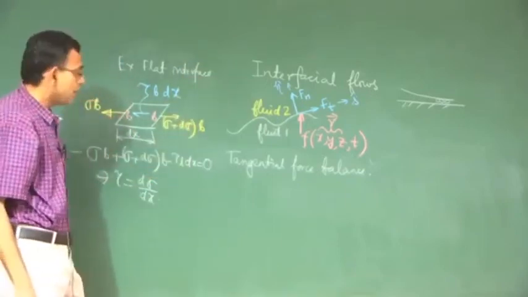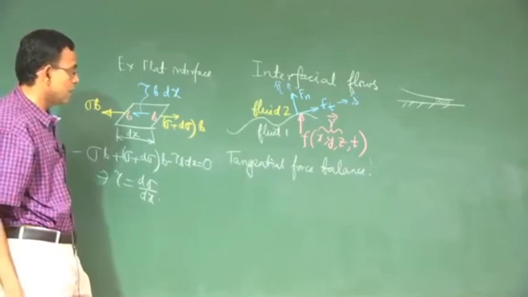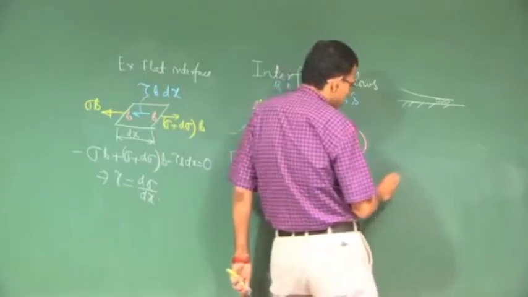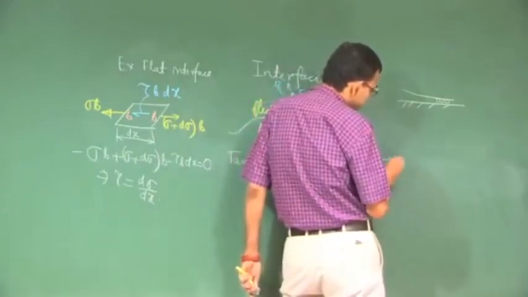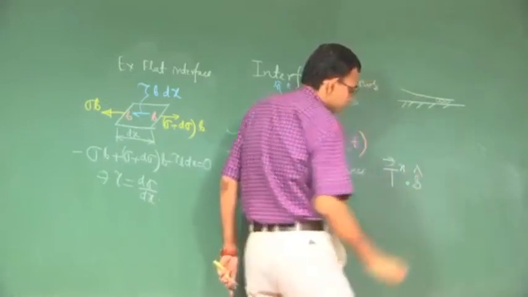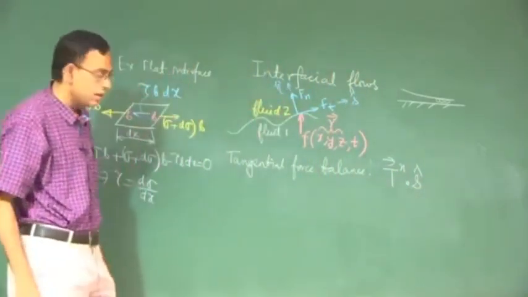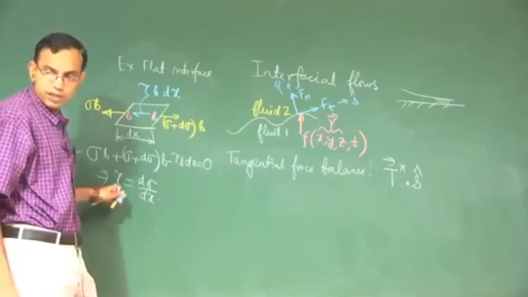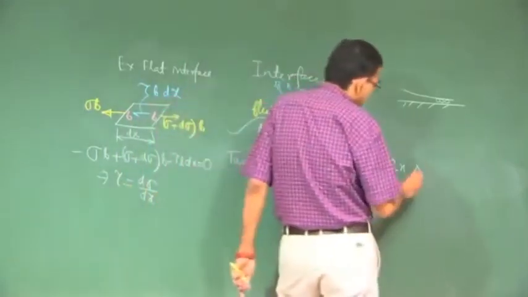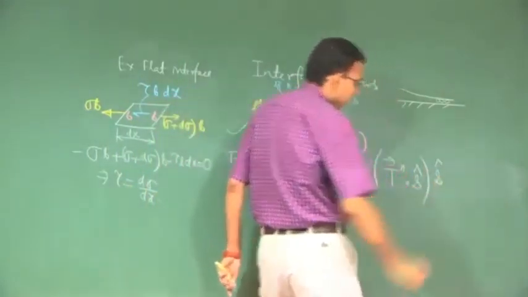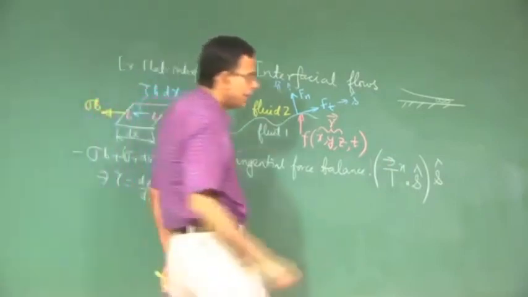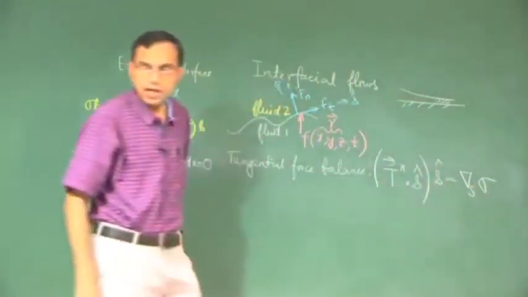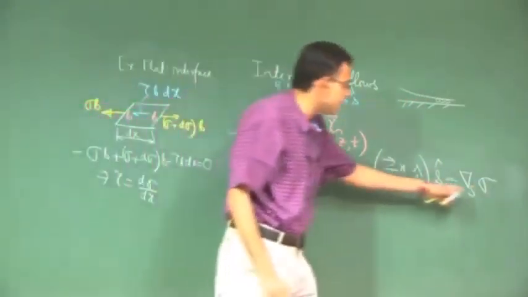Okay. Now, if the interface is not flat, then we will replace this with something which is the tangential component of the traction vector. In a vector form we can write this. This is the surface gradient, this is called as surface gradient.